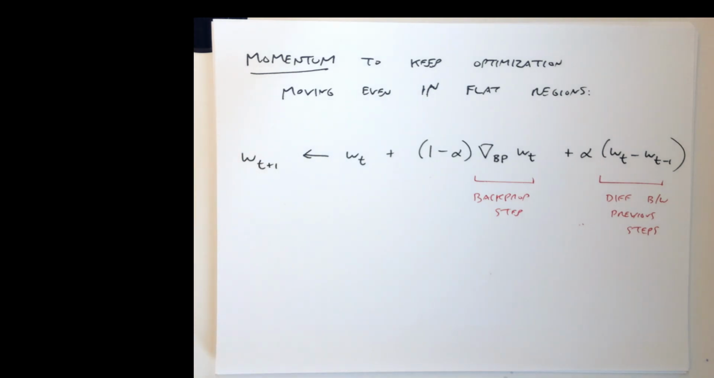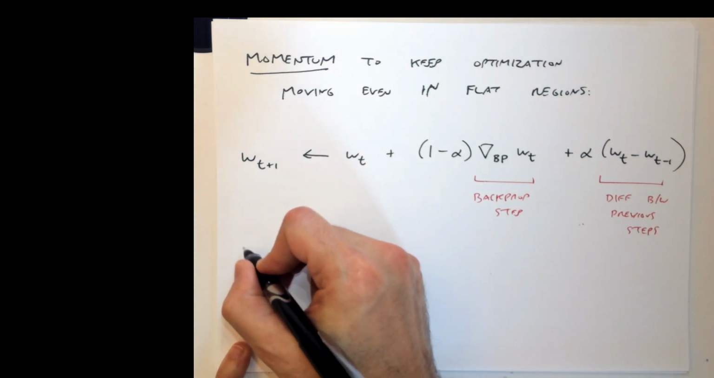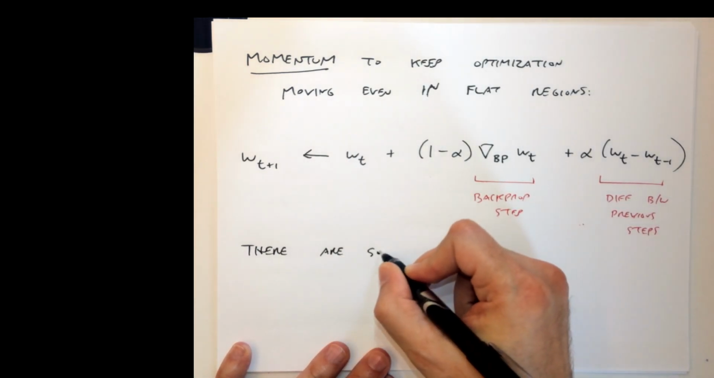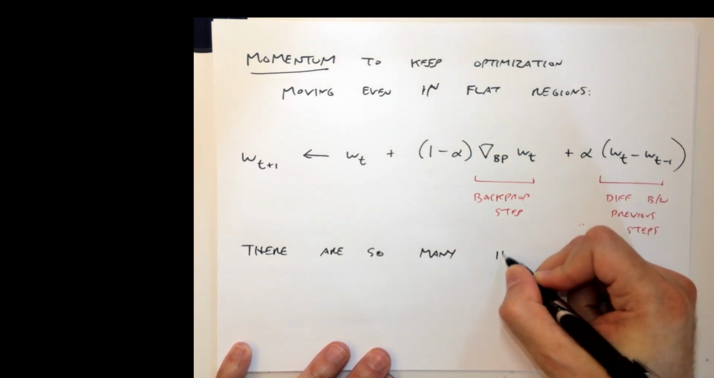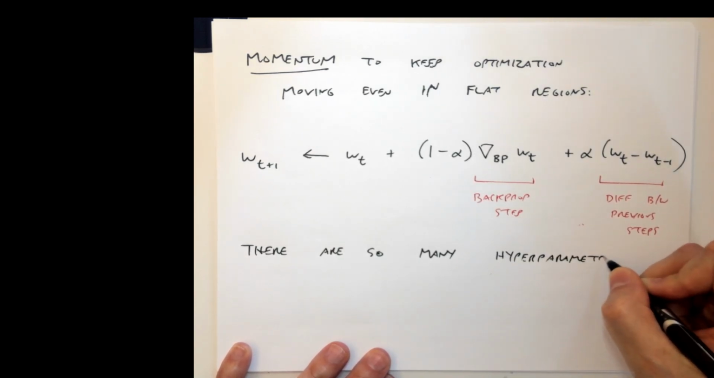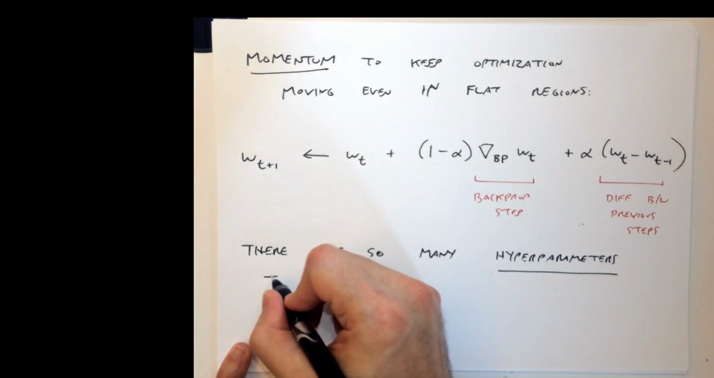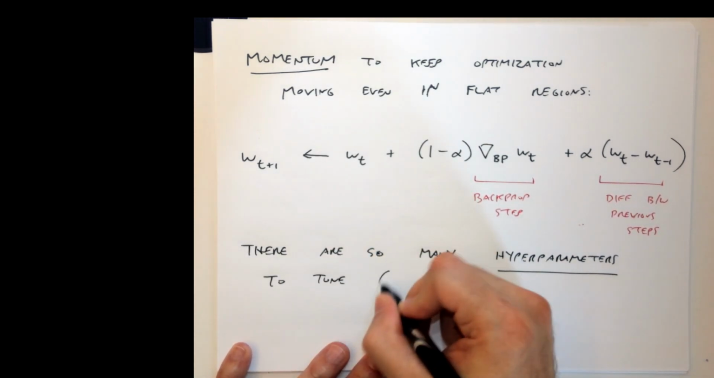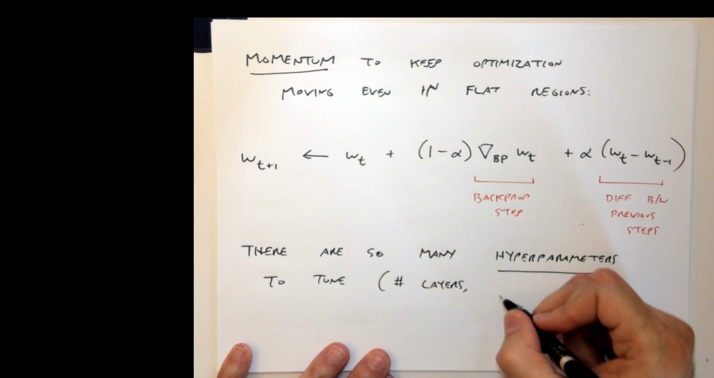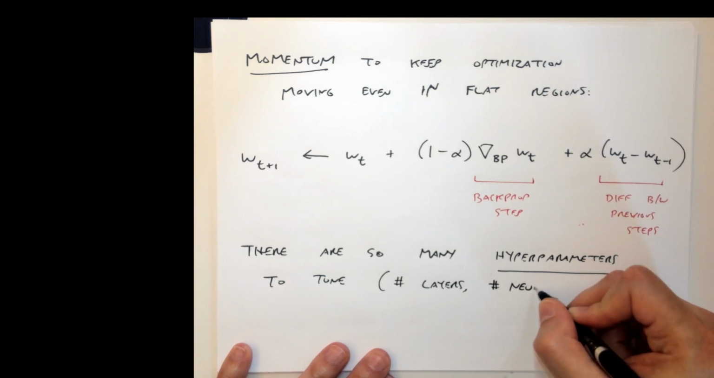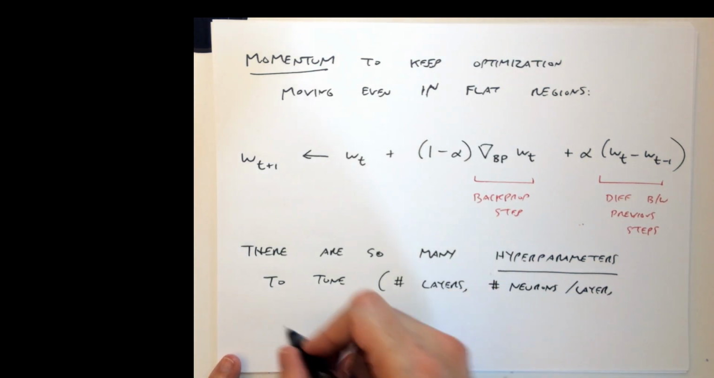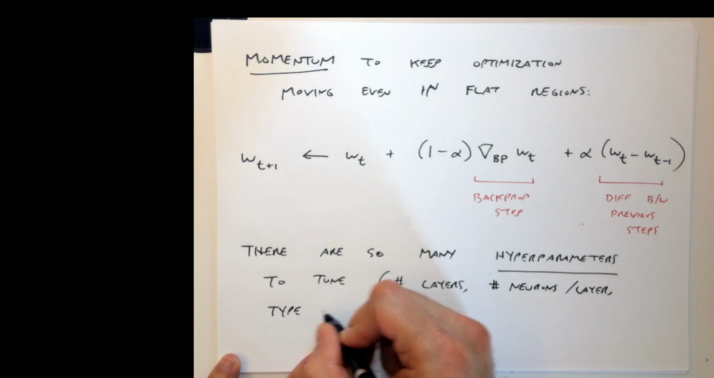And then finally, there are so many what I would call hyperparameters to tune. For example, the number of layers, the number of neurons in each layer, the type of activation function at each layer.